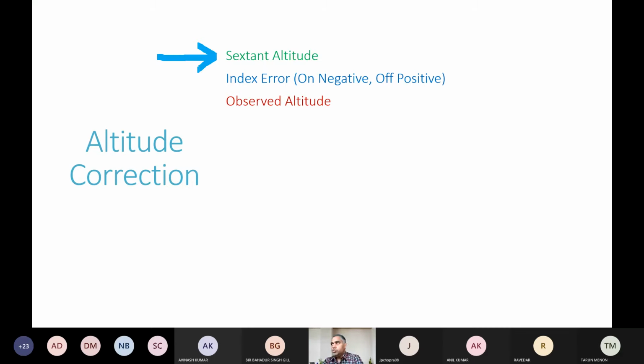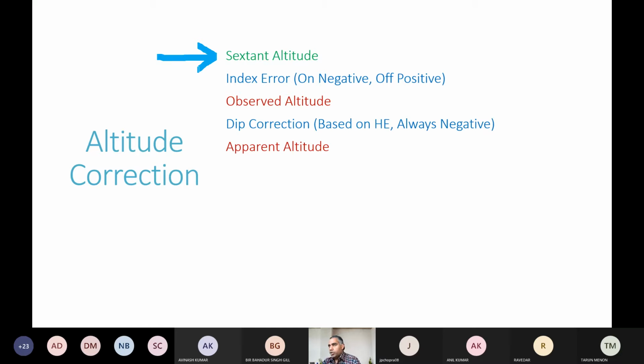To the observed altitude, we apply the dip correction. Dip correction is based on the height of eye of the observer, and this dip correction is always negative. Once you apply the dip correction, you get the apparent altitude of the body.